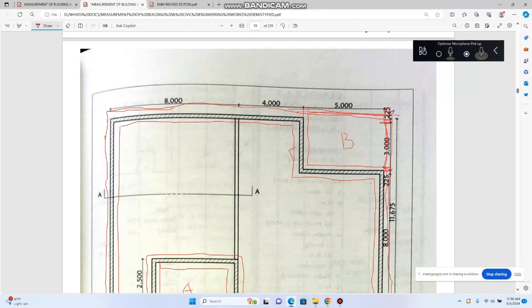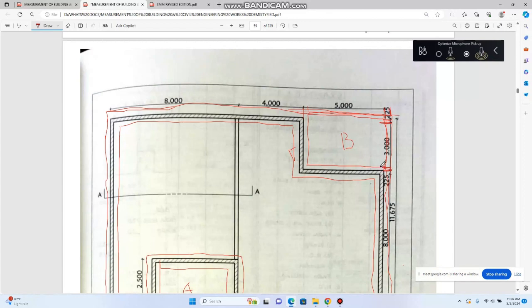You see the foundation spread here is 225, right? Yes. We have the thickness of the wall, which is 225. So 225 plus 225, the total will be 450 plus 3000, which is from here up to here. So 3000 plus 450.